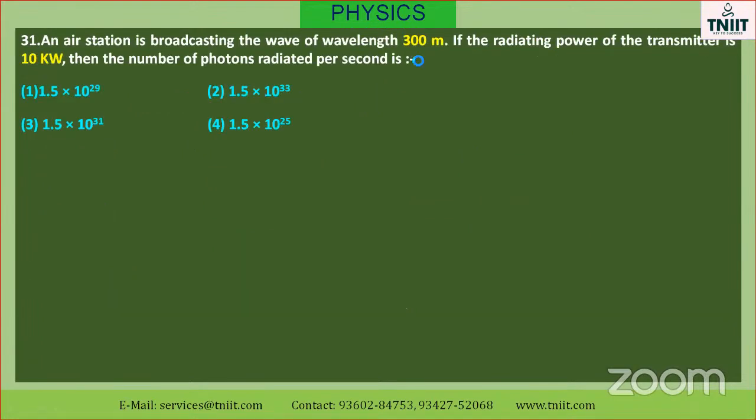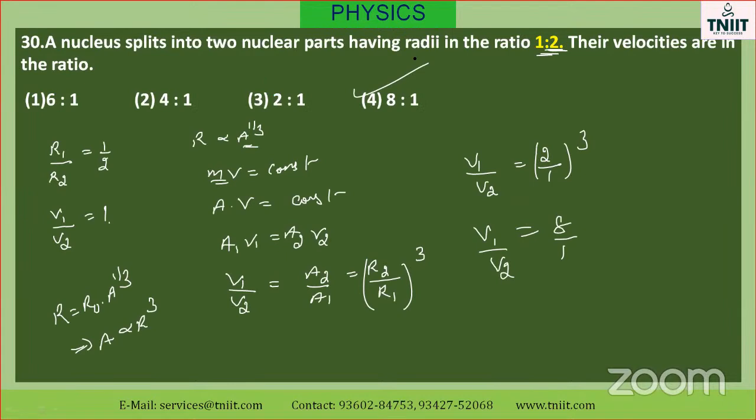Sir, explain this once again. This problem? Yes, sir. From the nuclear radius, you know that R is equal to R0 into A power 1 by 3, no? R is directly proportional to A power 1 by 3. So A is directly proportional to what? R cube, because 1 by 3 is shifted to the LHS, so it becomes R cube.